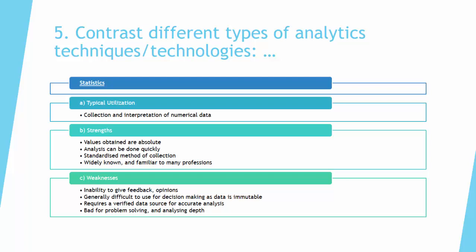However, its weaknesses are the inability to give feedback or opinions since the data is absolute. It is difficult to use for decision making as well since the data is immutable. It requires a verified data source in order for accurate analysis to be done, and it's bad for problem solving and analyzing depth when required.